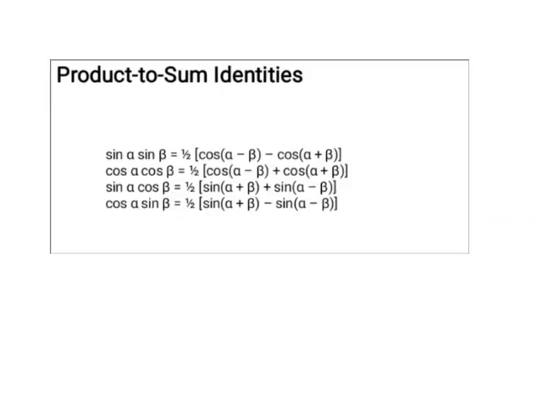Product to sum identities. Sine A sine beta is equal to 1/2 cos of the quantity A minus beta minus cos of the quantity A plus beta. Cos A cos beta is equal to 1/2 cos of the quantity A minus beta plus cos of the quantity A plus beta. Sine A cos beta is equal to 1/2 sine of the quantity A plus beta plus sine of the quantity A minus beta. Cos A sine beta is equal to 1/2 sine of the quantity A plus beta minus sine of the quantity A minus beta.